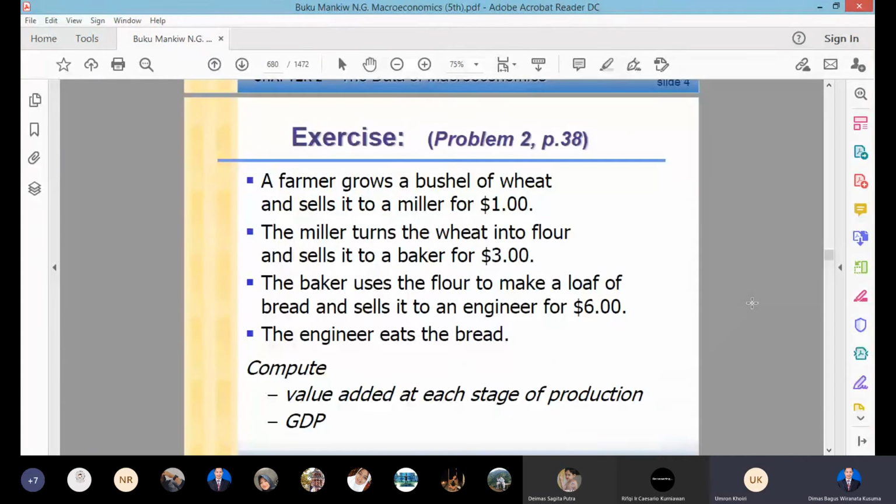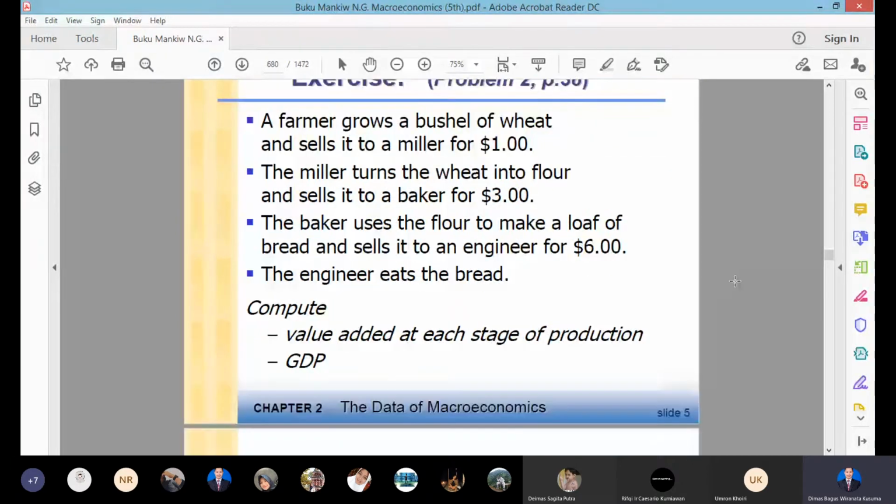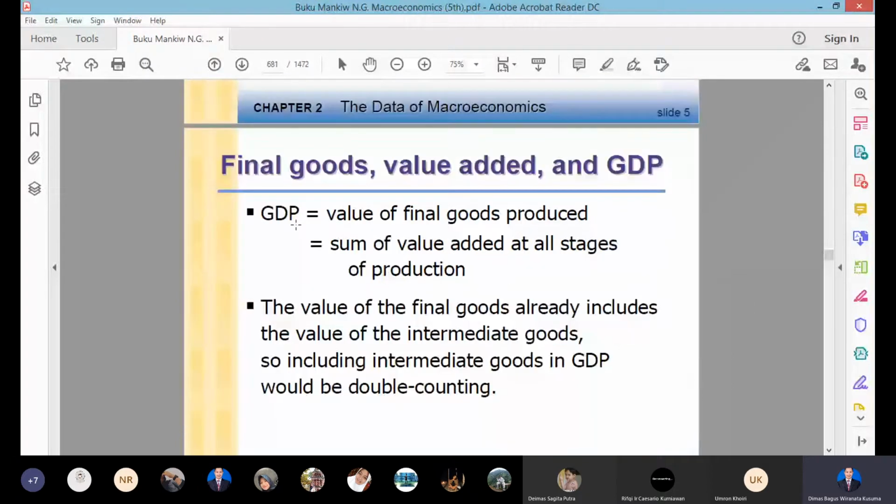So from this simple exercise, you are given to understand that the value of GDP can be calculated from 2 different approaches. The first approach is by looking at the final good of the products, namely the bread. How much? 6. And the second approach is by looking at the value added at every stage of production. 1 plus 2 plus 3, 6. Both approaches give the same number. I hope you understand this process. This is just a simple explanation. The GDP here is the value of final goods produced, or the sum of value added at all stages of production.